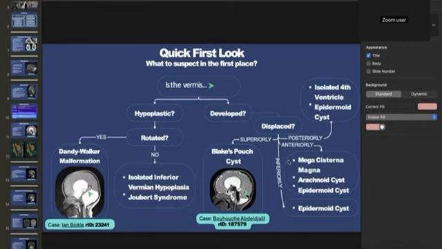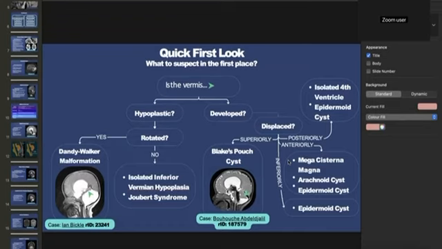This is a quick first look. If the vermis is hypoplastic and if it is rotated, this is Dandy-Walker malformation. If it is not rotated, isolated inferior vermian hypoplasia and Joubert syndrome can be considered.